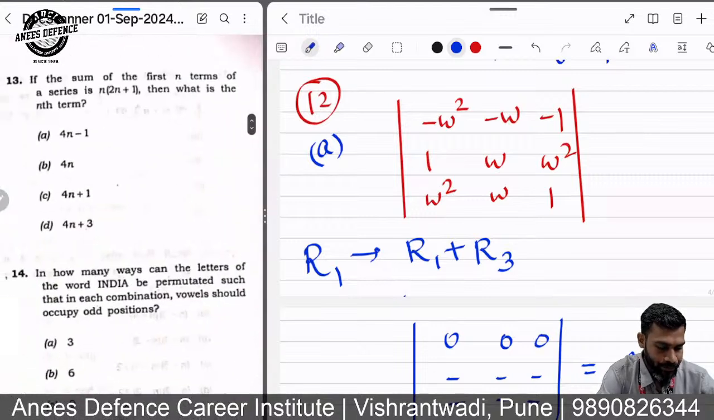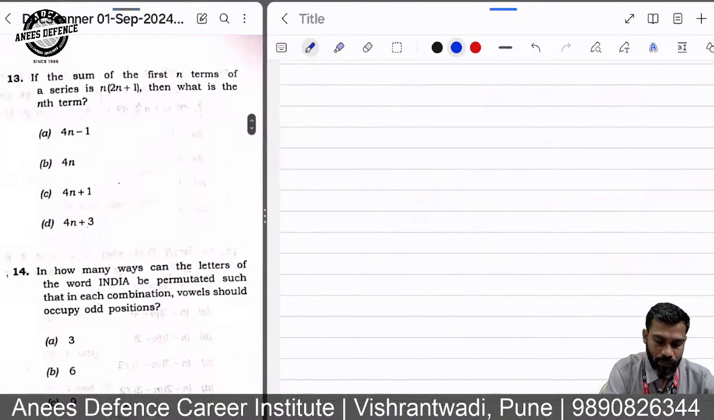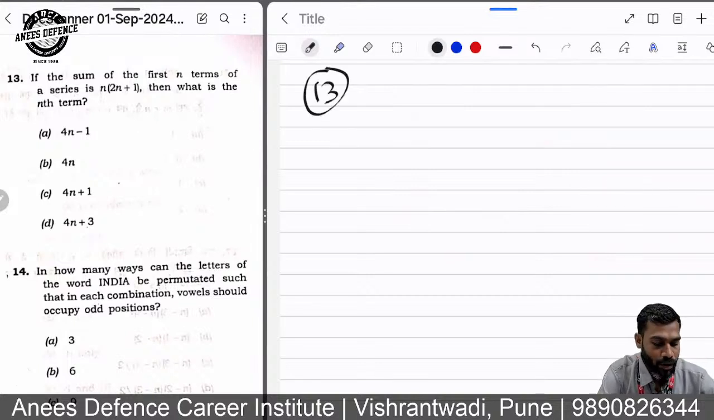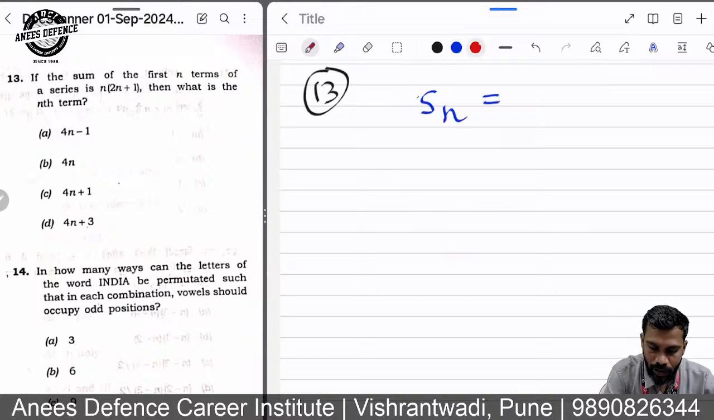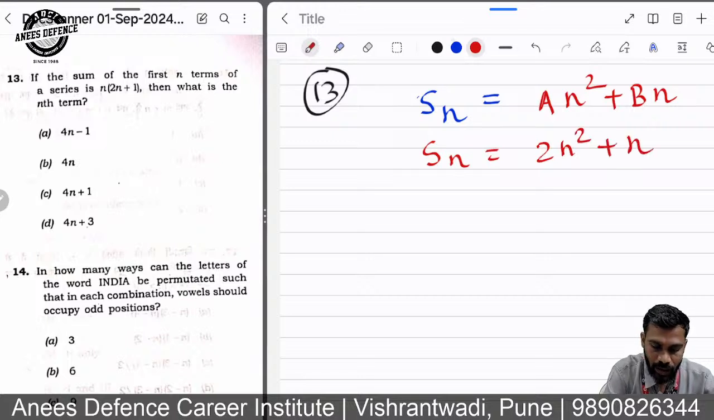Question number 13. See, what is there in question number 13? If the sum of the first n terms of a series is n times 2n plus 1, then what is the nth term? Very easy. We already know that Sn of any AP will be of the form an square plus bn. Yes or no? So as you can clearly see, here it is given Sn is equal to 2n square plus n, right?